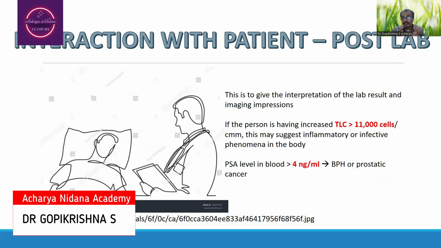And if you analyze the prostate specific antigen or PSA in the blood, and if it is more than 4 nanogram per ml, it indicates that the person may be suffering from benign prostatic hyperplasia or prostatic cancer. So these are the things that have to be followed whenever you are entering the wards.